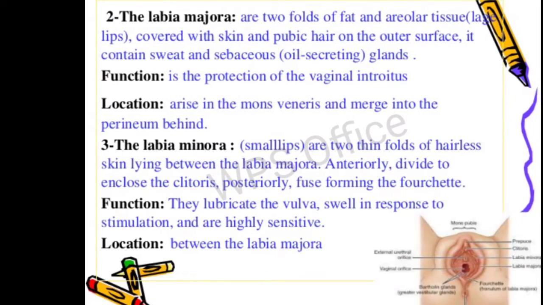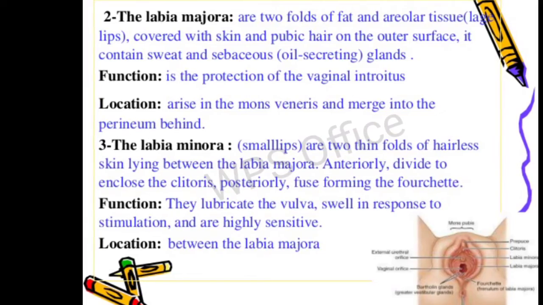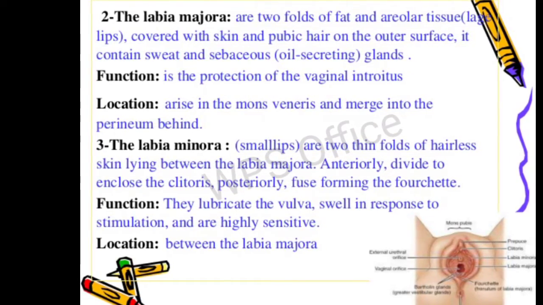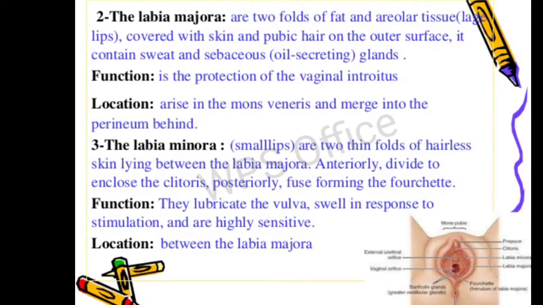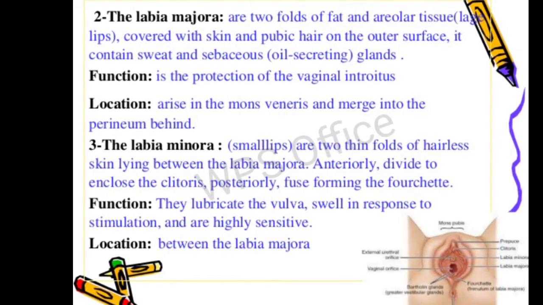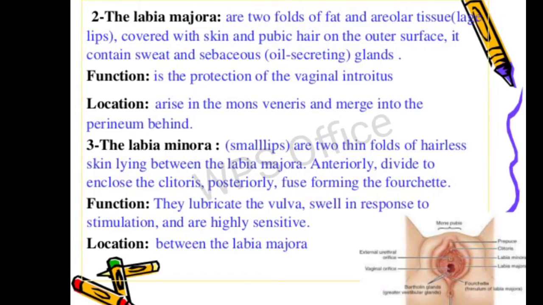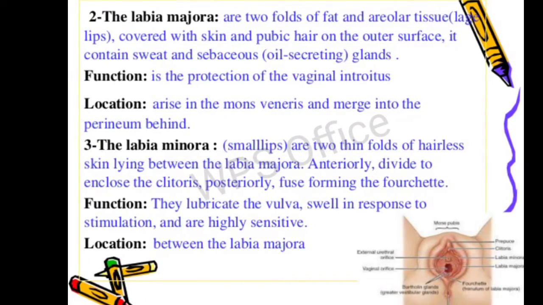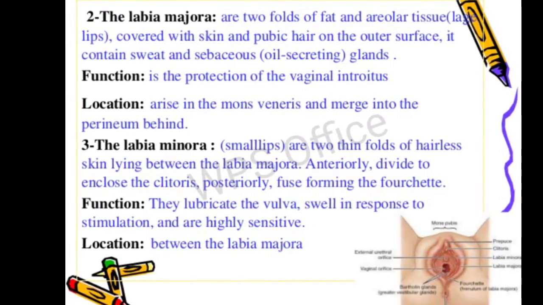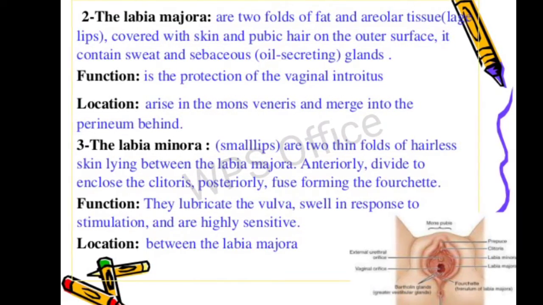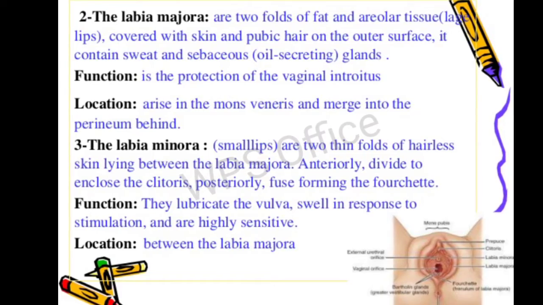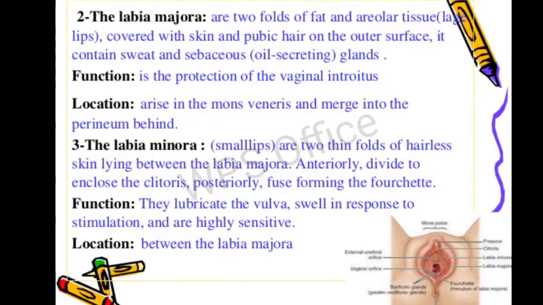Next is the labia majora. Labia majora are two folds of fat and areolar tissue covered with skin and pubic hair on the outer surface. It contains sweat and sebaceous glands. Its function is to protect the vaginal introitus. Its location is that it arises in the mons veneris and merges into the perineum behind.